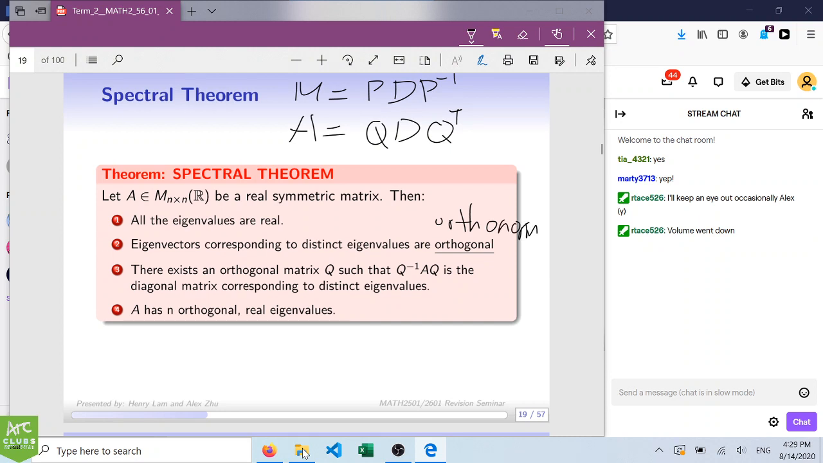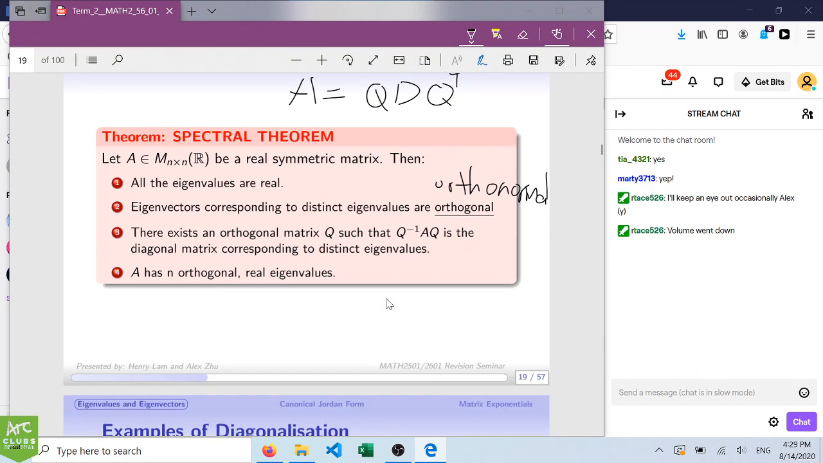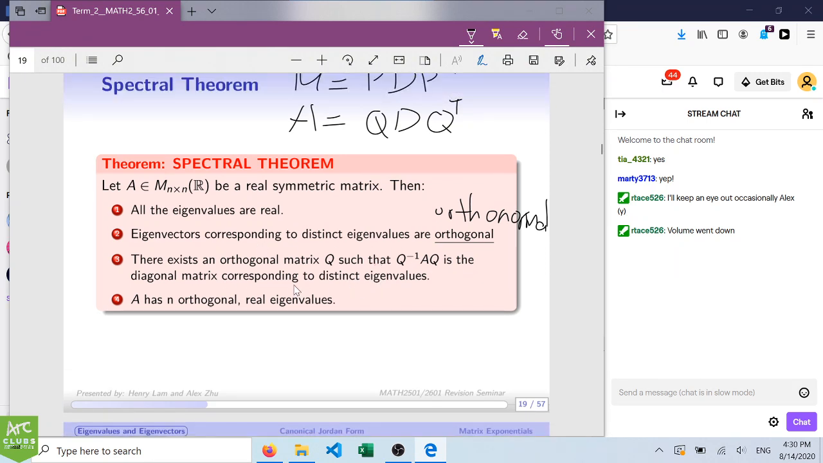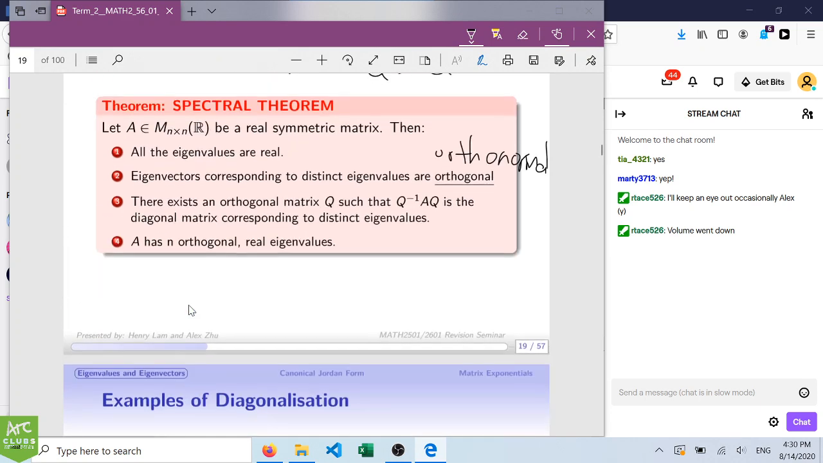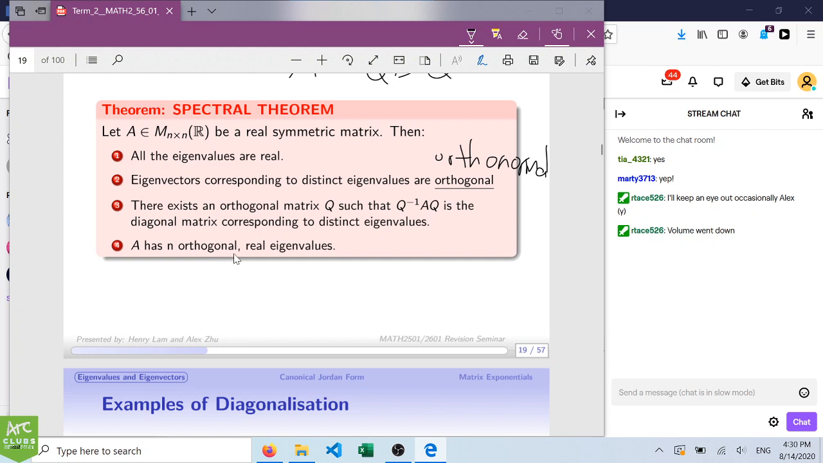Okay, they're also going to be length 1. Yeah, orthonormal. And then there also exists a matrix Q such that blah blah blah. So that's pretty much the definition of eigenvalues and eigenvectors. Okay, so yeah, I think this is a bit of a typo. Should be eigen. So A has n orthogonal real eigenvectors.